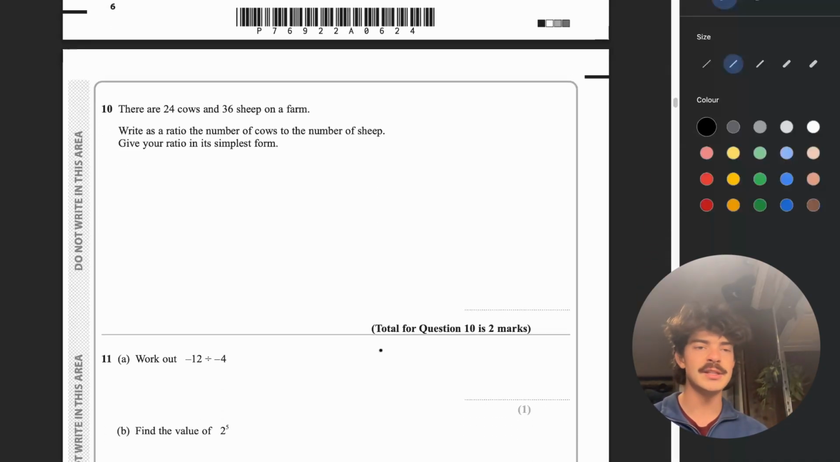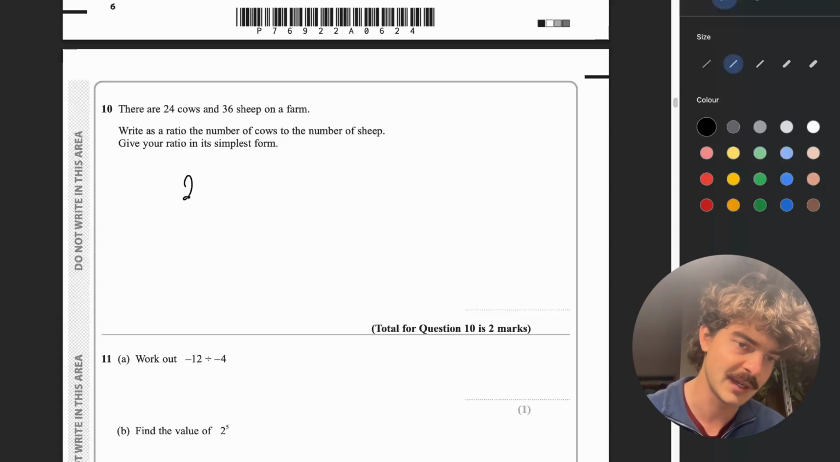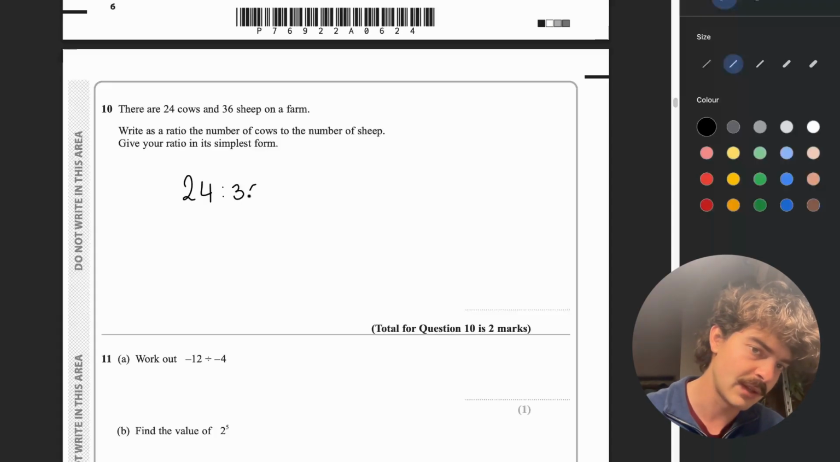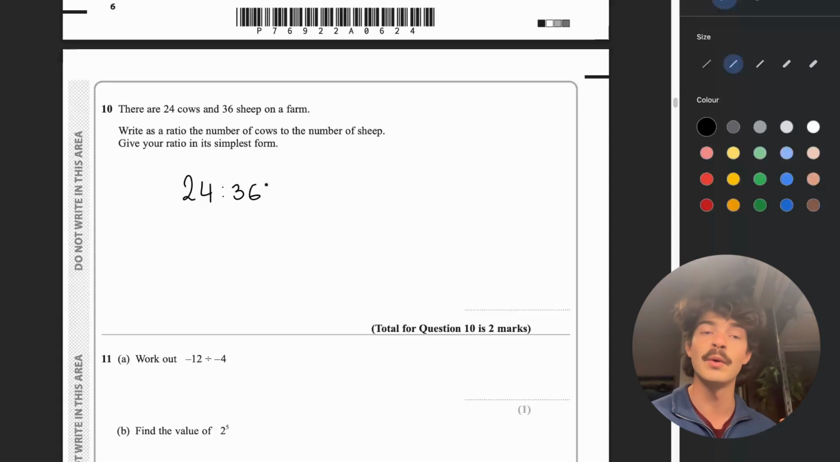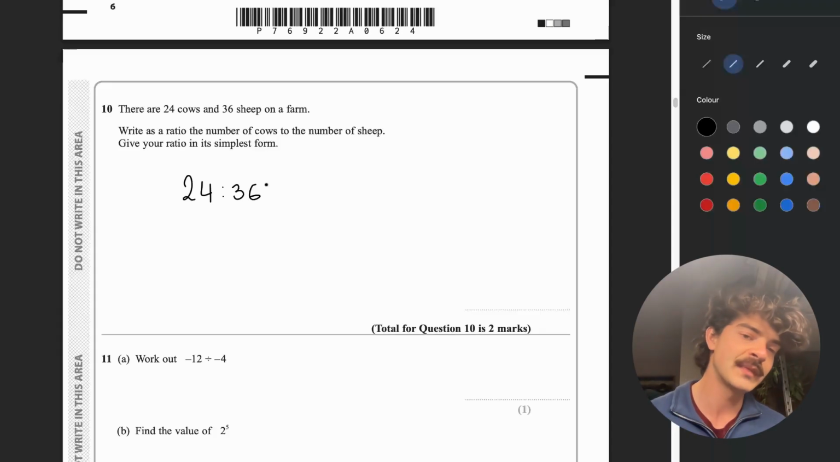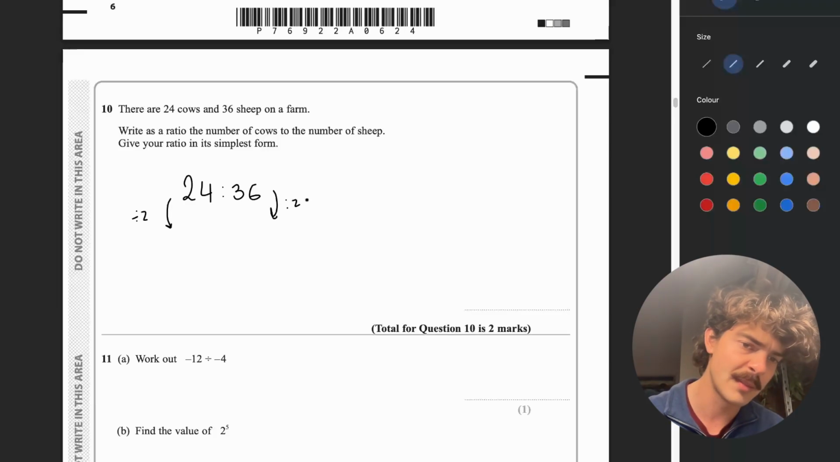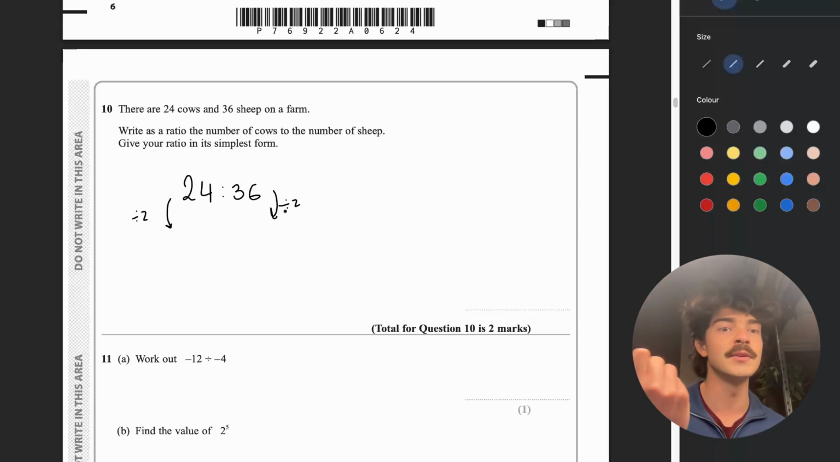Next up is question 10. There are 24 cows and 36 sheep on a farm. Work out the ratio of cows to sheep. So that starts off by just being 24 to 36. So for every 24 cows, we have 36 sheep, but we want to simplify this down. The way that we do that is we look for common factors in 24 and 36. So the easiest one I think to spot is 2. So we can divide both sides by 2. And remember here that if we do something to one side, we want to do it to both sides.